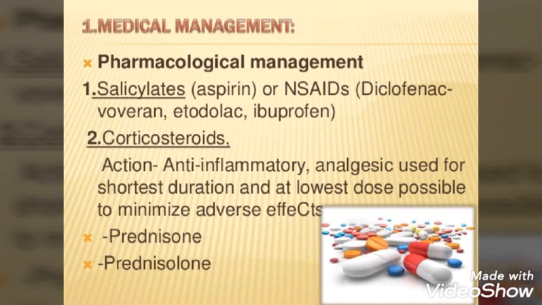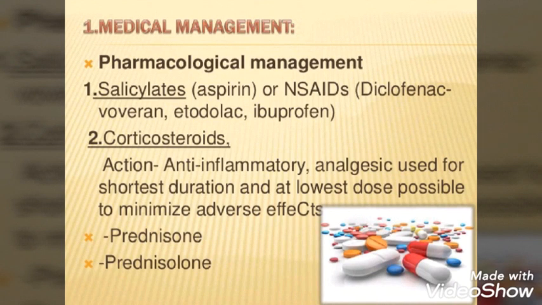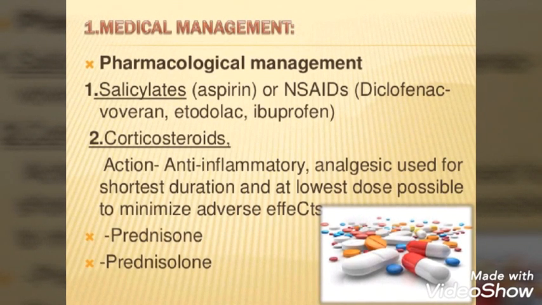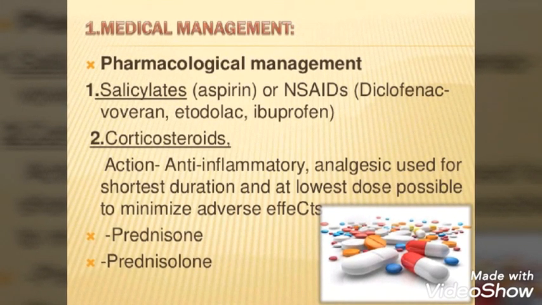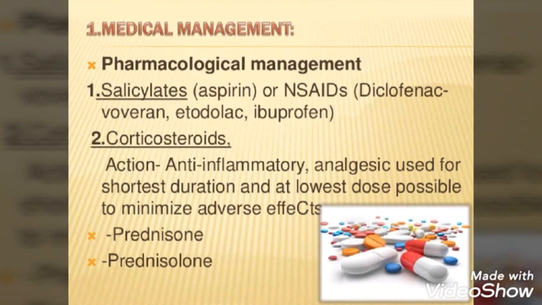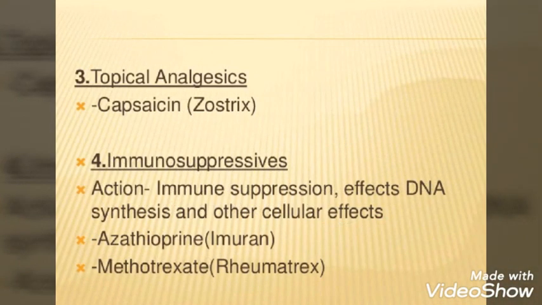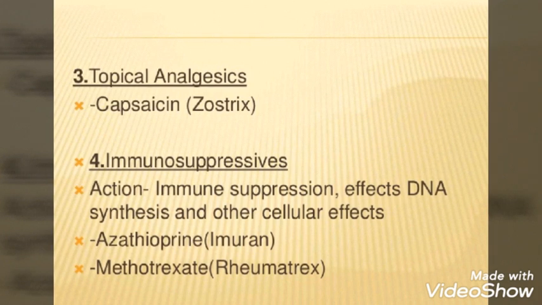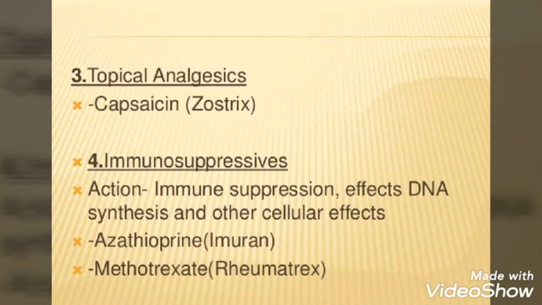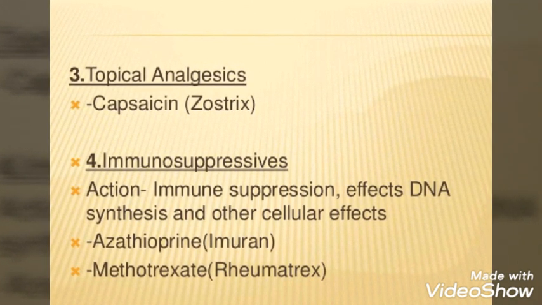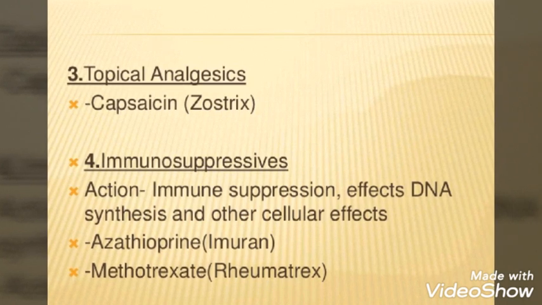Then you will be giving corticosteroids for reducing the inflammation. In this corticosteroids you will be mainly giving the prednisone or prednisolone. Then next is topical analgesics, that is capsaicin. Then immunosuppressives to reduce the IgG and IgM. In that you will be giving azithromycin, methotrexate.